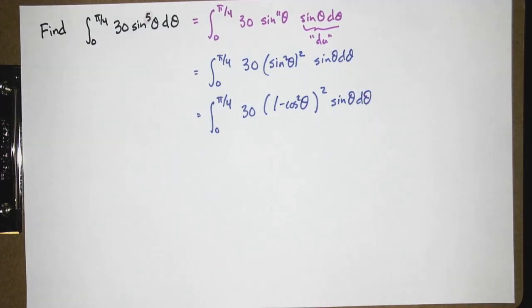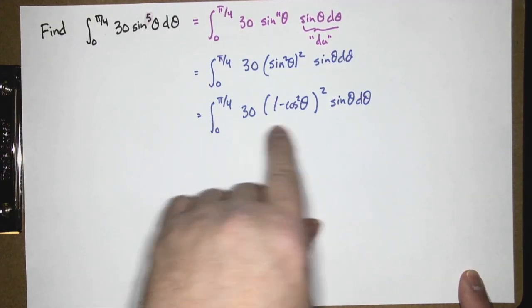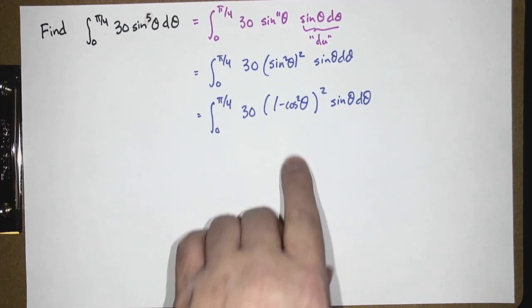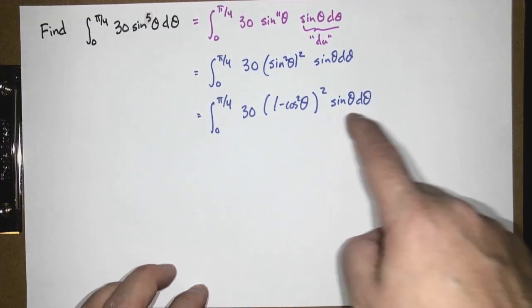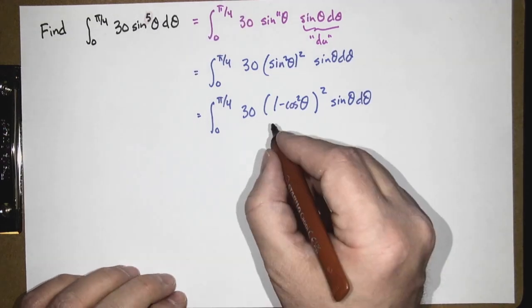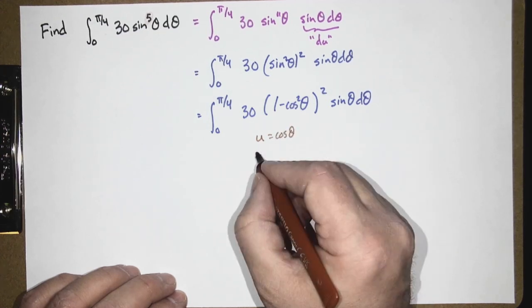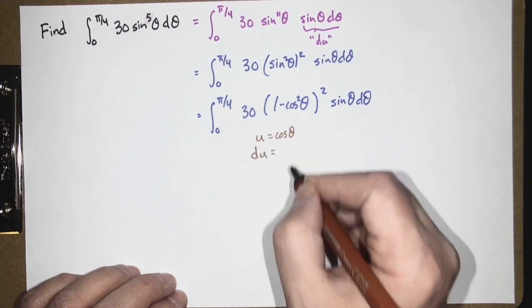So now we say, great. We're in a good state. Because what we have is the derivative of cosine here. And all of this is stuff with cosine. Now, I know it's not technically the derivative of cosine, but spiritually it is. Okay, so our great aha, we're going to say u equals cosine. What is du?